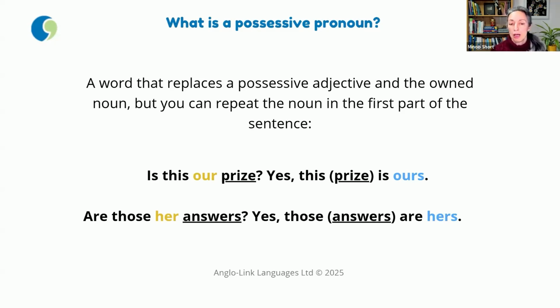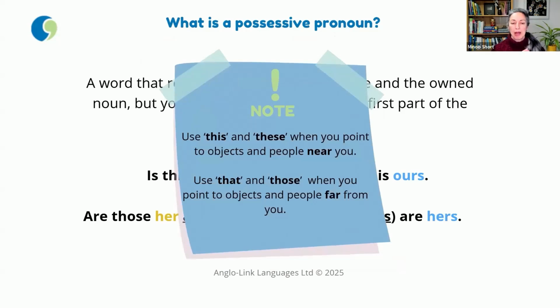Are those her answers? Yes, those are hers. But you can repeat answers if you want. Those answers are hers. So a little note here about this and that. This and its plural form, these, are used when you point to objects and people near you, and that and its plural form, those, are used when you point to objects and people far from you. Just a little note here as a reminder.